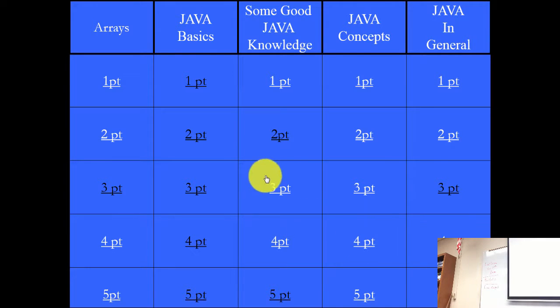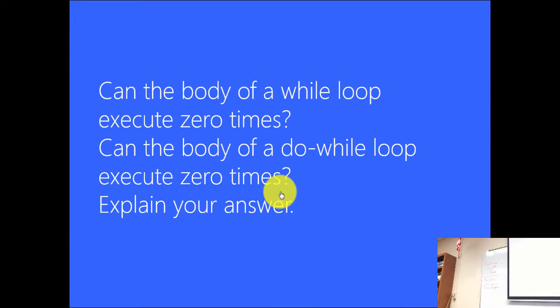Can the body of a while loop execute 0 times? Can the body of a do while loop execute 0 times? I remember one in the curve, but I can't remember which one. I think the do while one could execute, I mean, one time.